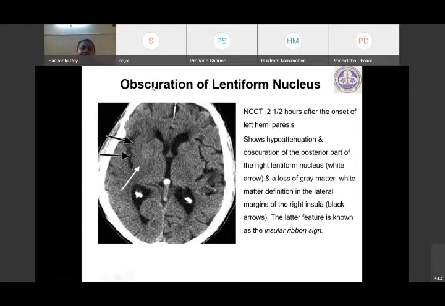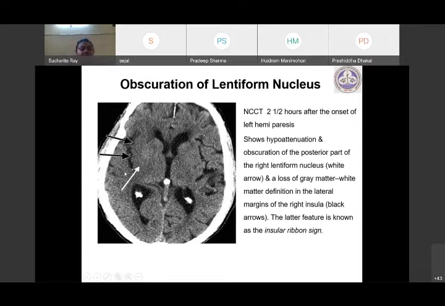So look at this case. If you can discern, on the right as compared to the left you have slightly more attenuation, that is obscuration of the posterior part of the lentiform nucleus, which you can see with the white arrow. How do you compare it? How do you know?